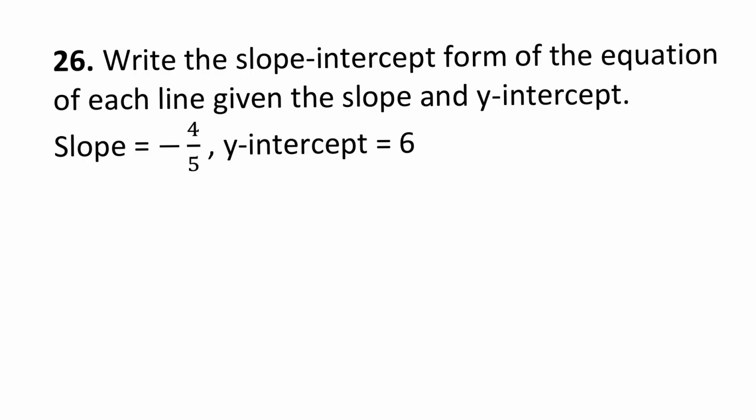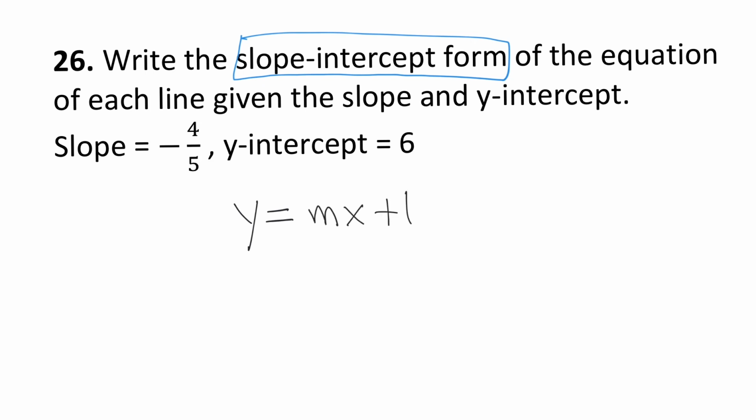26, write the slope-intercept form of the equation of each line given the slope and y-intercept. Slope equals -4/5 and y-intercept is 6. This says we want the slope-intercept form. So what is the slope-intercept form? That's when y is by itself. y equals mx plus b. They give us the slope. The slope is -4/5. That's your m.